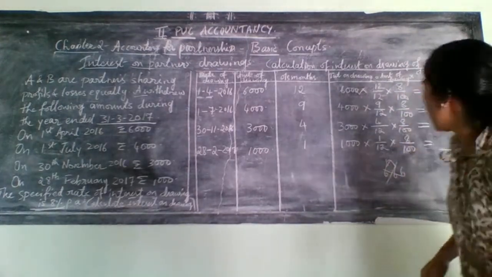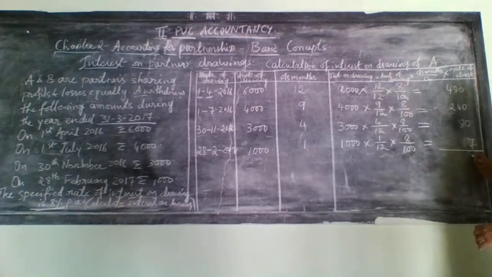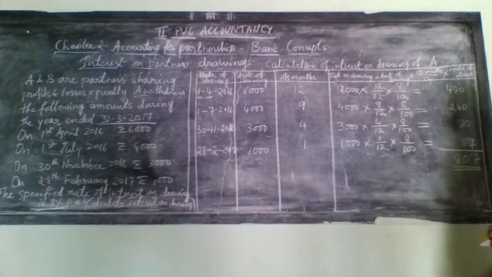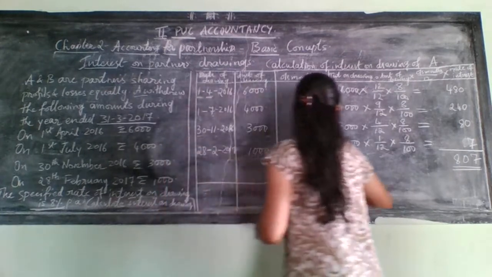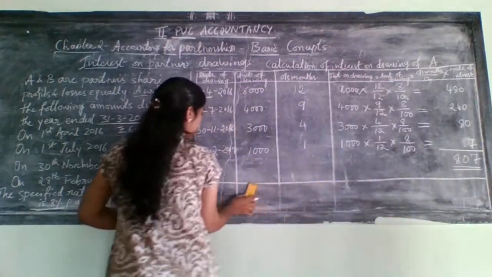So now after doing all these things, take a total of this. How much will it come? 807. So the total interest on drawing of A is 807.